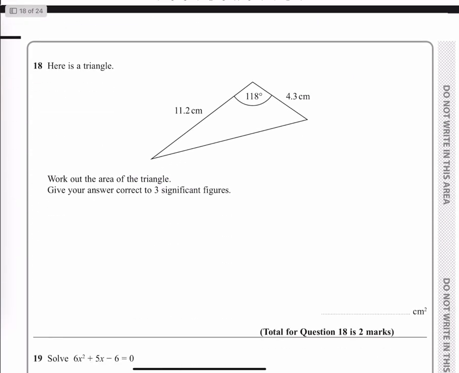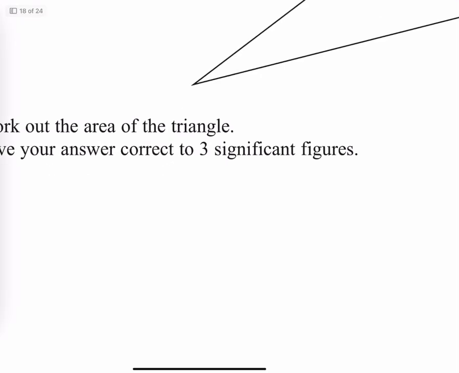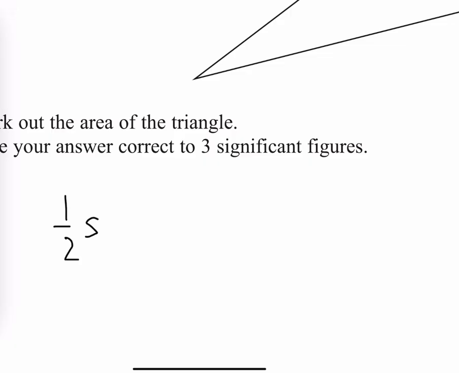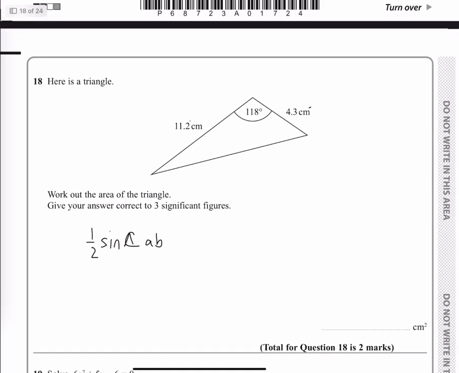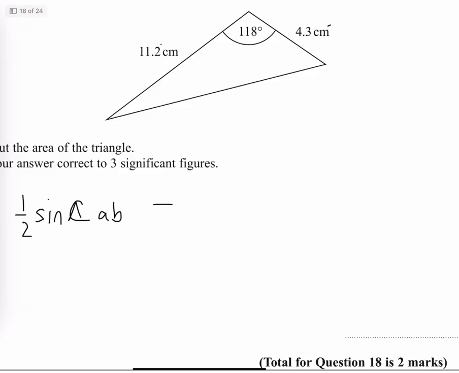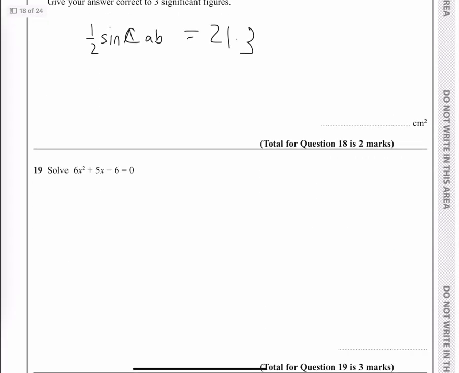Moving on. Here's a triangle. Work out the area of this triangle. Okay, well, it's just the sine rule. Half sine of C lengths A and B, yeah? So it's the two sides between them, okay? As I said, make sure your calculator's in degrees, and then we go half times 11.2 times 4.3 times sine of 118, which gives us 21.3 to 3SF.